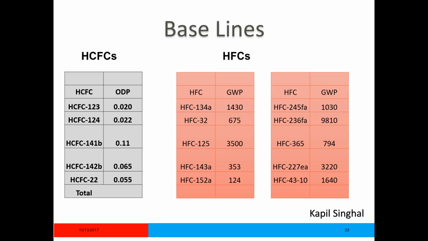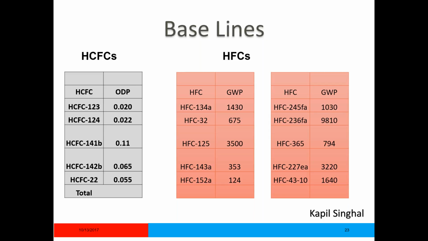245FA is mainly a foam expansion agent, a foam blowing agent. 236FA is a fire extinguishing gas. 365MFC is a foam blowing as well as cleaning agent. 227EA, some of you might have heard of FM200, so that's 227EA. And then HFE 4310ME, which is a cleaning agent.